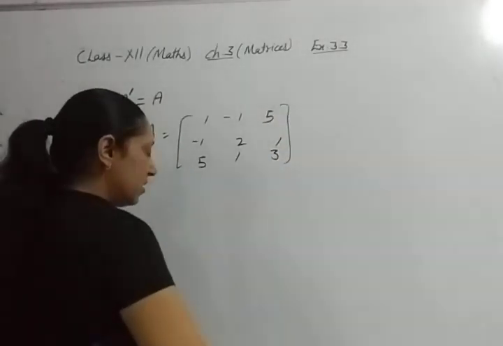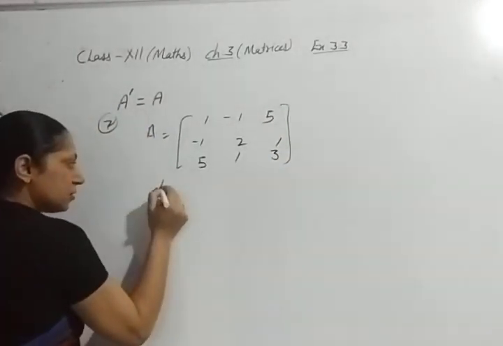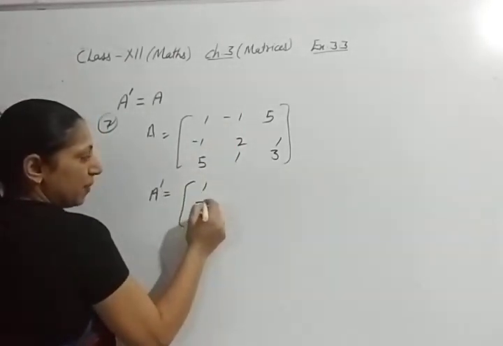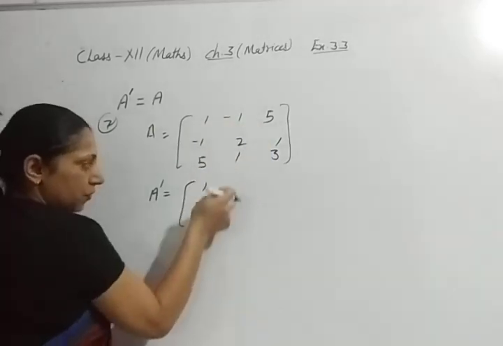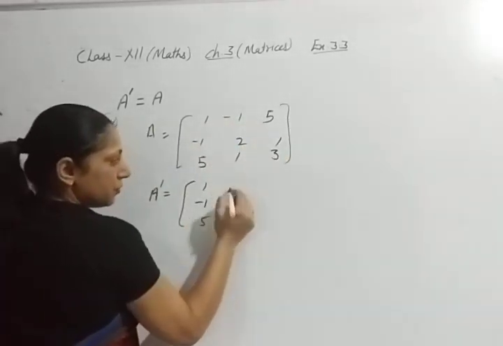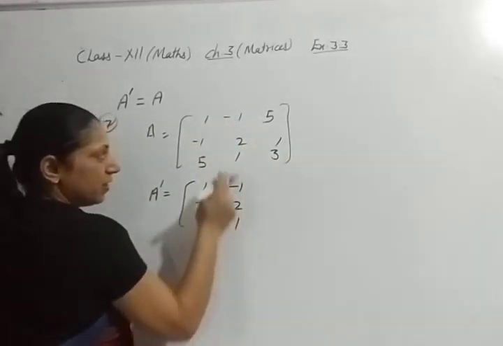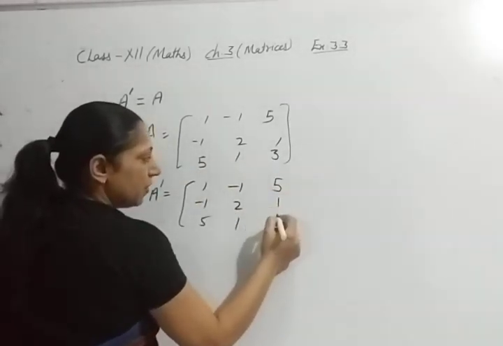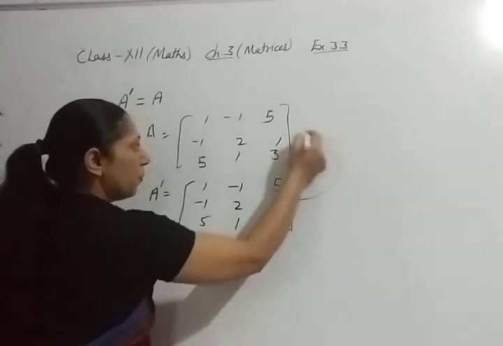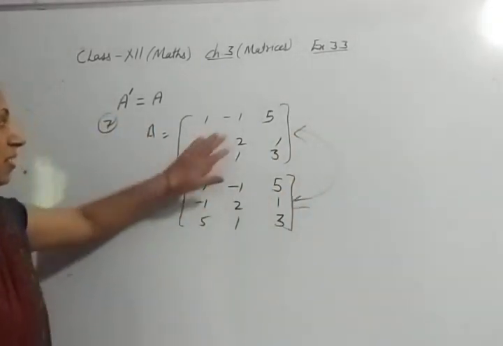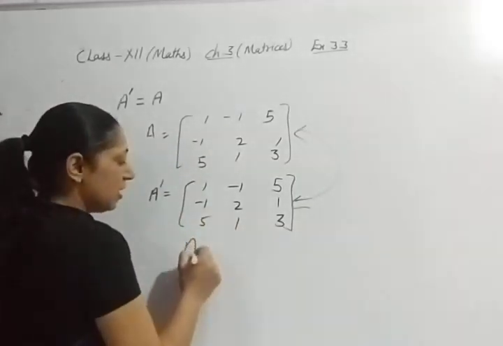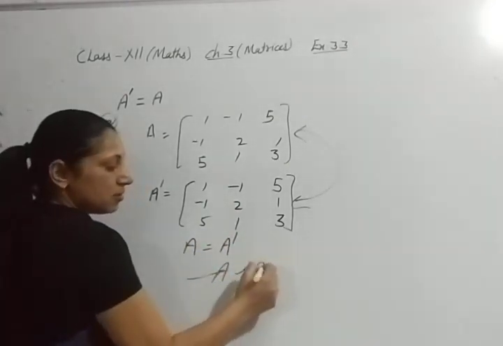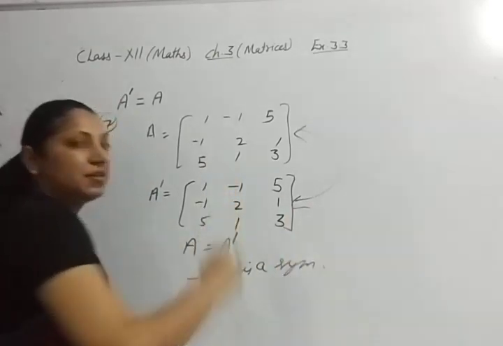Now find its transpose. A transpose is equal to: first row, first column, 1 minus 1 5; second row, minus 1 2 1; third row, 5 1 3. So both matrices are equal. This one is equal to this, it means A equals A transpose. So A is a symmetric matrix.